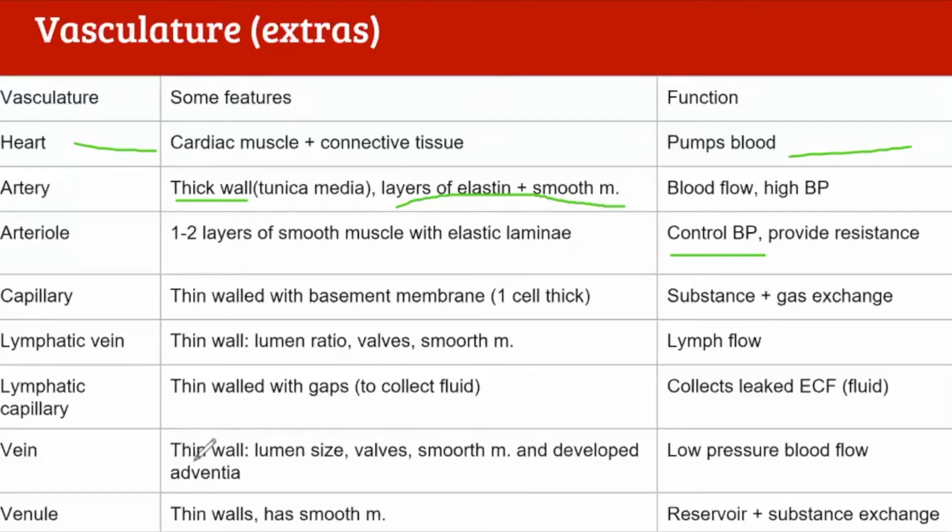Veins, thin walled as well. Valves, smooth muscle with developed adventitia, low blood pressure flow. Same thing with the venule. So I won't go into that much detail here. It's just kind of for completion's sake if you guys want to have a look through it. And the last thing I'm going to do with you guys is have a look at just some examples of histology. This is taken from an active learning resource, and it's nicely annotated, looking at vasculature.